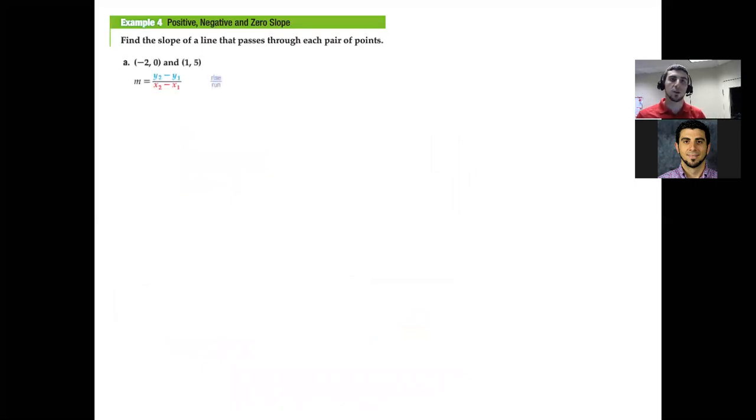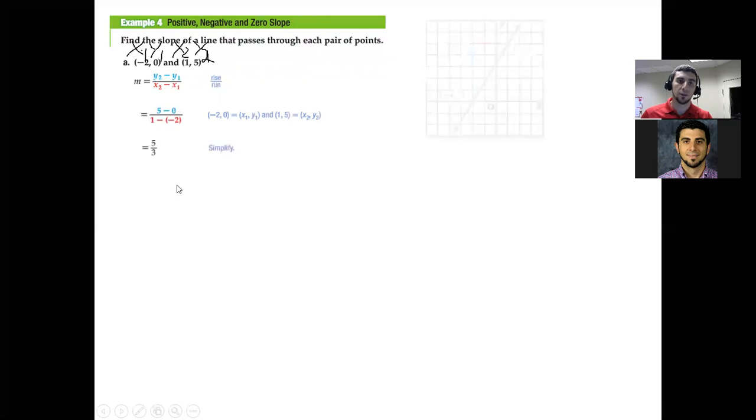So -2, 0, and 1, 5. I could do change in y over change in x, or rise over run. What I like to do is label the points. I'd call this one x1, y1, and this one x2, y2, and that helps me out a lot. Then I can just fill in the slope formula. So I would do 5 minus 0 over 1 minus -2, and you get 5/3.